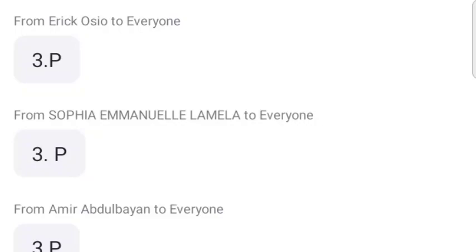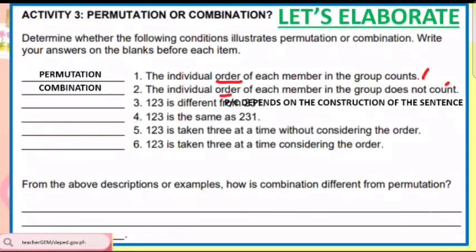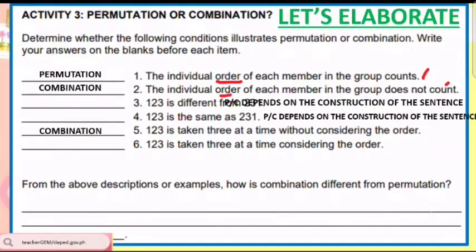Number 5: 1, 2, 3 taken 3 at a time without considering the order. It is combination, because the phrase without considering the order is there. When there is no order, it is a combination right away. And number 6: 1, 2, 3 taken 3 at a time considering the order. Permutation or combination? It is still permutation, because it is considering the order.